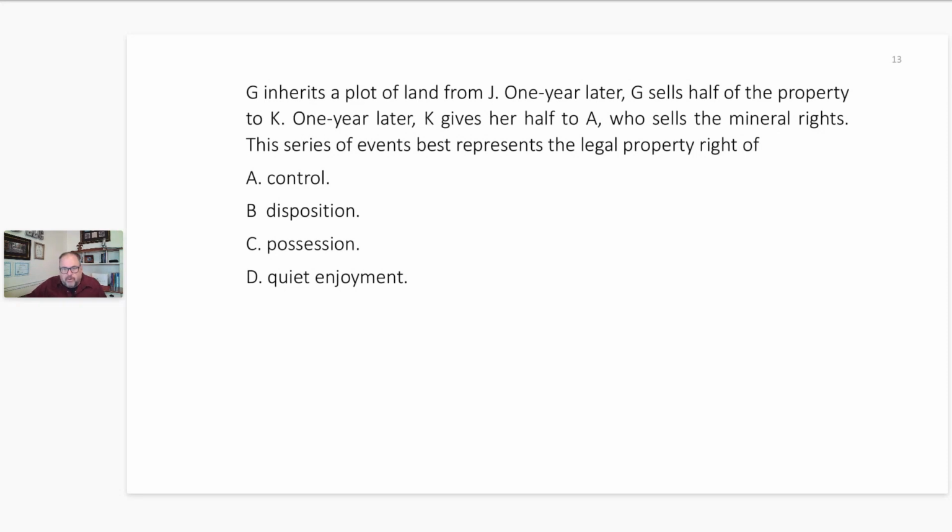One year later, G sells half of the property to K. So now I've inherited land. I'm G, I got it from J, but I'm going to sell half of it to K. I'm going to sell half the land. Okay. One year later, K gives her half to A. Okay. So K has got a half and now gives it to A, who sells the mineral rights. This series of events best represents the legal property of what?